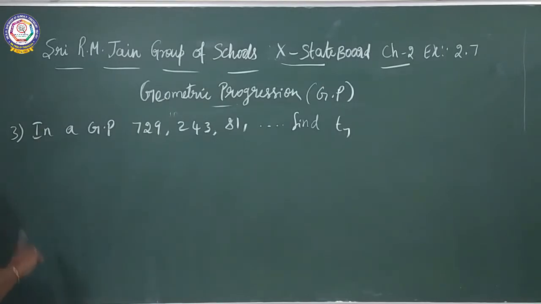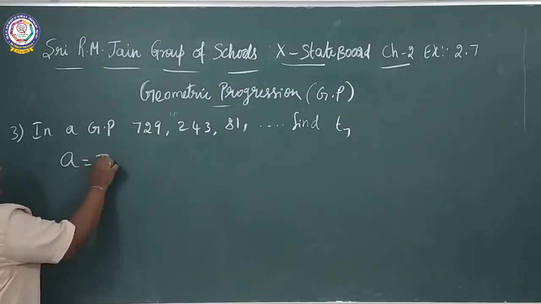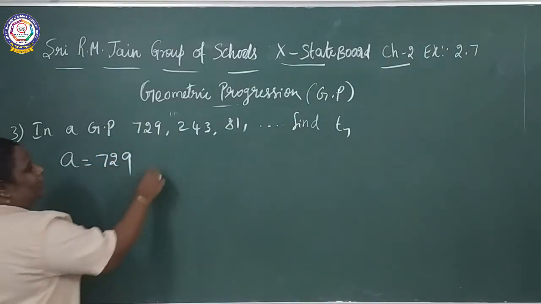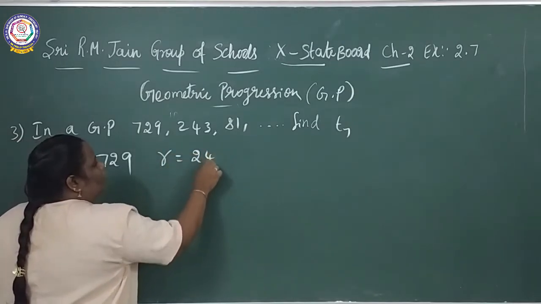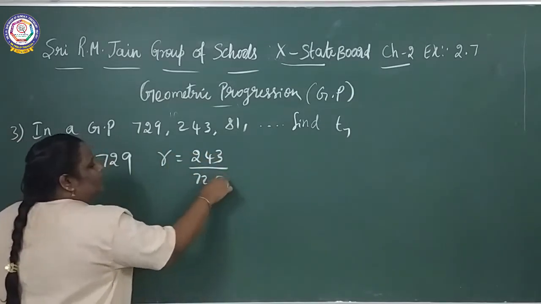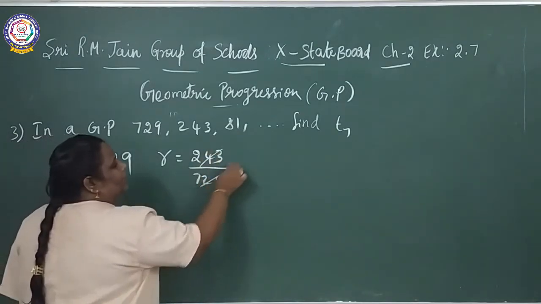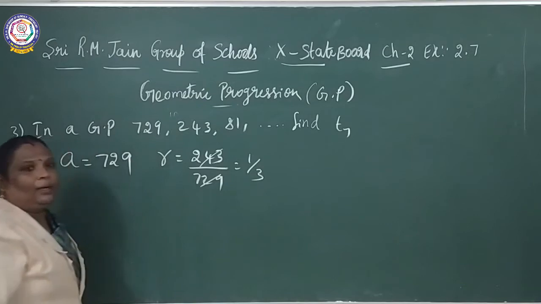See, in a GP, find the T7 value. What is the first value? a equal to 729. What is the next term? The common ratio r equal to 243 by 729. When we cancel the term, r equal to 1 by 3.